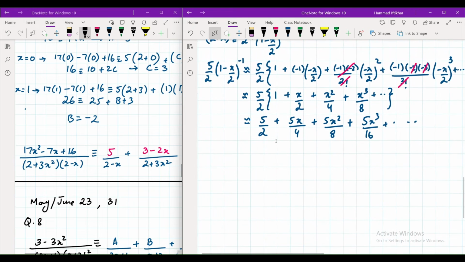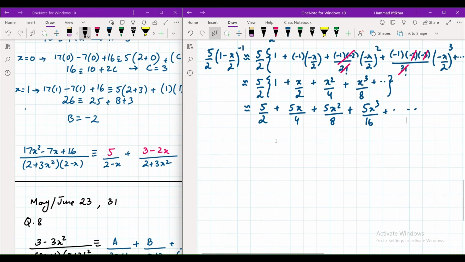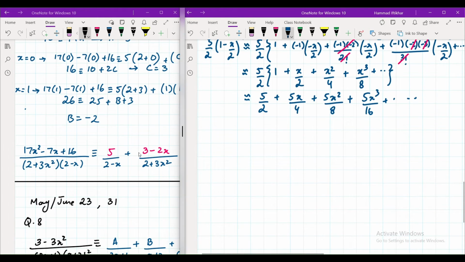Now, let's expand through 2 plus 3x squared. Now, this is going to be complicated because at the end we have to multiply the 3 minus 2x also. So first, let's expand the 2 plus 3x squared, and then we will multiply that. So 2 plus 3x squared, 2 will come out, raised to minus 1. We will be left with 1 plus 3 over 2 x squared, raised to minus 1.